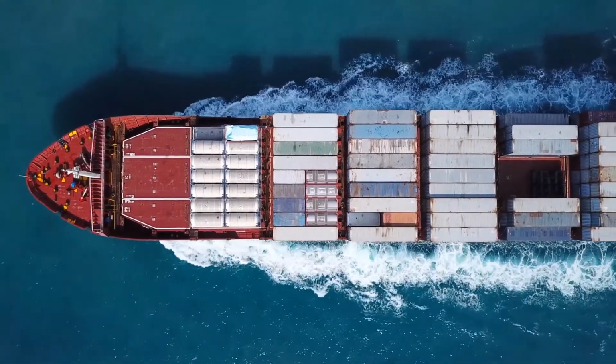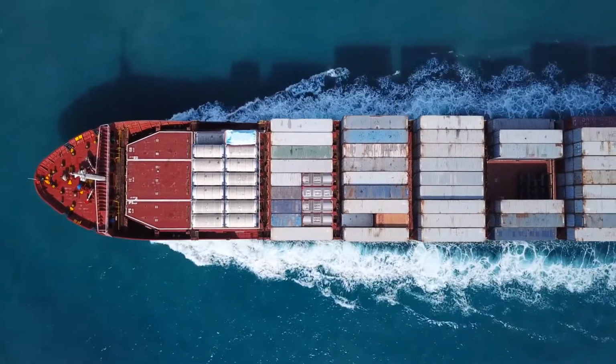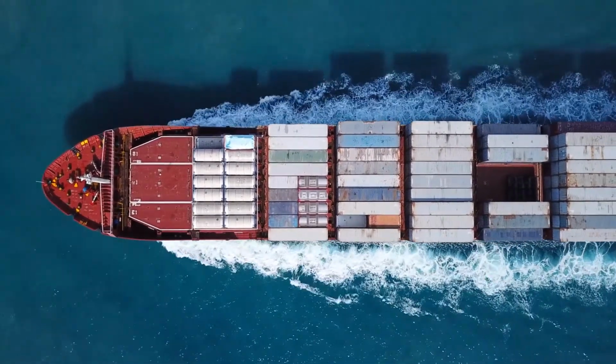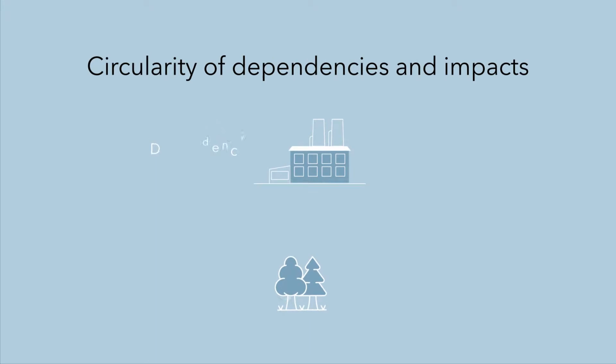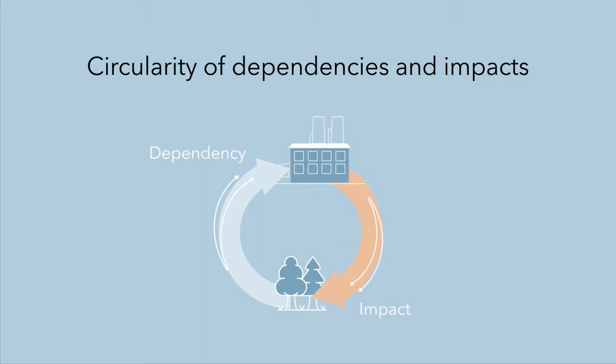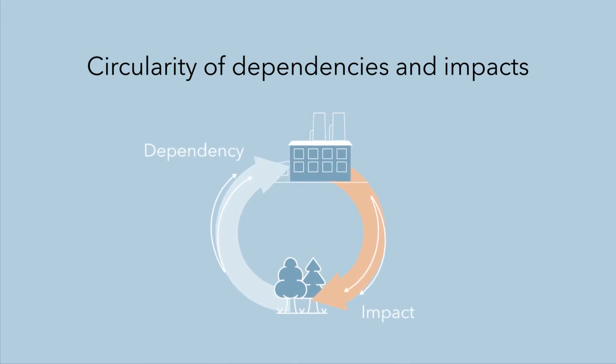But there is another question to address when it comes to defining the scope and boundaries of metrics. This is the circularity of dependencies and impacts. The basic idea of circularity is that businesses' activities will often impact the very resources they rely on.